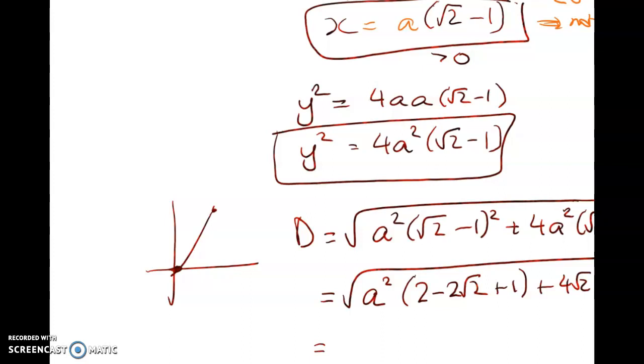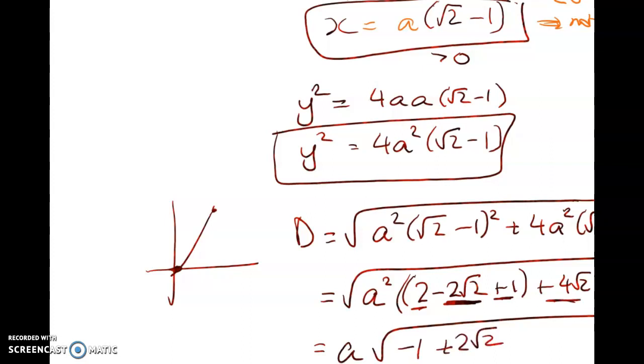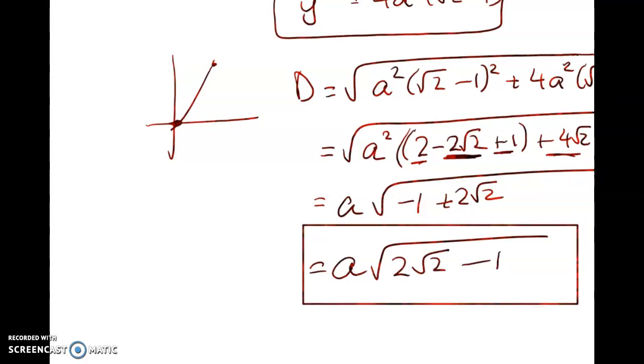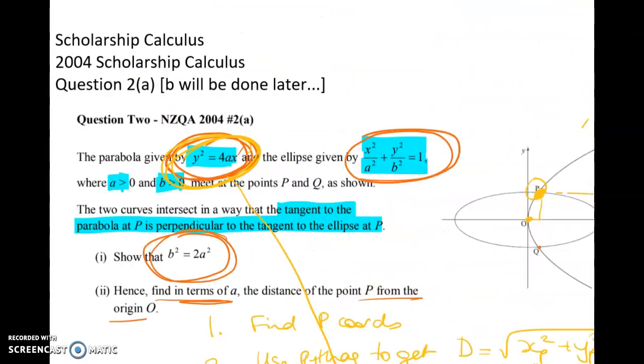I feel like I've lost a bracket. I think I have. So that equals a into 2 plus 1, take away 4, is negative 1. And then I've got minus 2 root 2 plus 4 root 2 gives me plus 2 root 2. So the more elegant way to write that is just a into the square root of 2 root 2 minus 1. So there you go. So that's my final distance from the origin to that point.